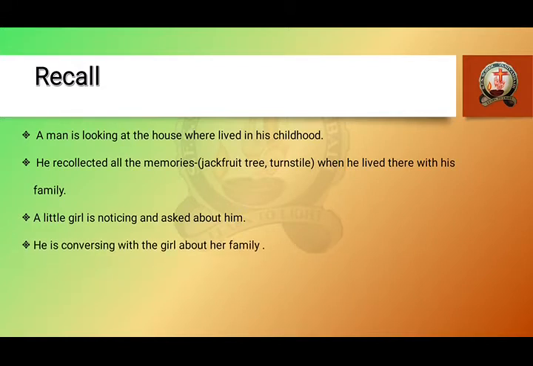And the man is conversing with the girl about her family. And for all these questions, the man replied that he doesn't want to buy the house. He just wants to see it. Hence, he came back and he asked who are all in our family, what was our father, and where are they. And he used to tell that he lived there 25 years back with his grandmother, and he tells all the beautiful memories with the girl.